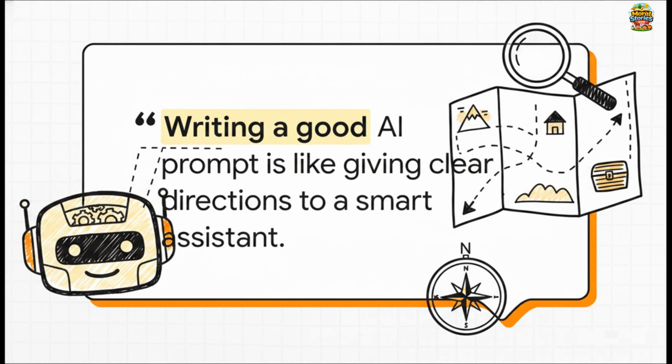The source material we're looking at today grounds us with this fantastic central metaphor. Writing a good AI prompt is like giving clear directions to a smart assistant. Basically, the AI isn't broken, and it's definitely not being stubborn. It just needs a very specific type of communication. Think about it. If you don't give a human assistant a detailed map of what you want, they're going to get lost. The AI is exactly the same way.